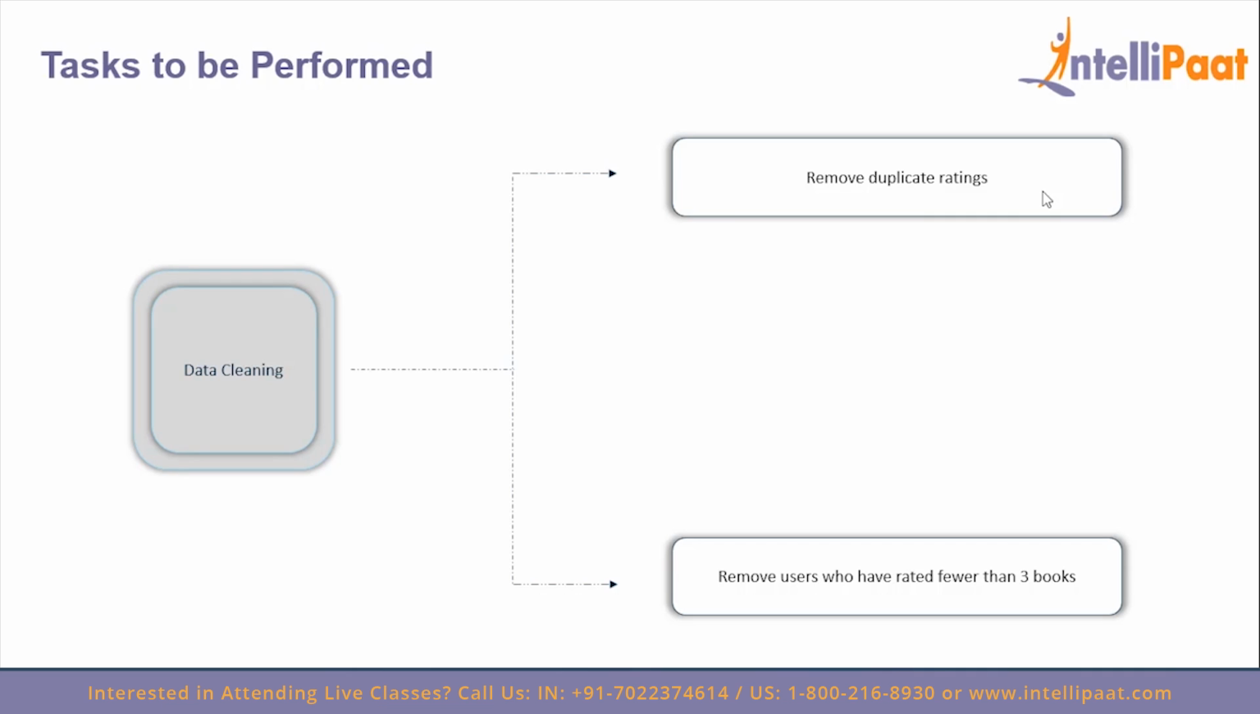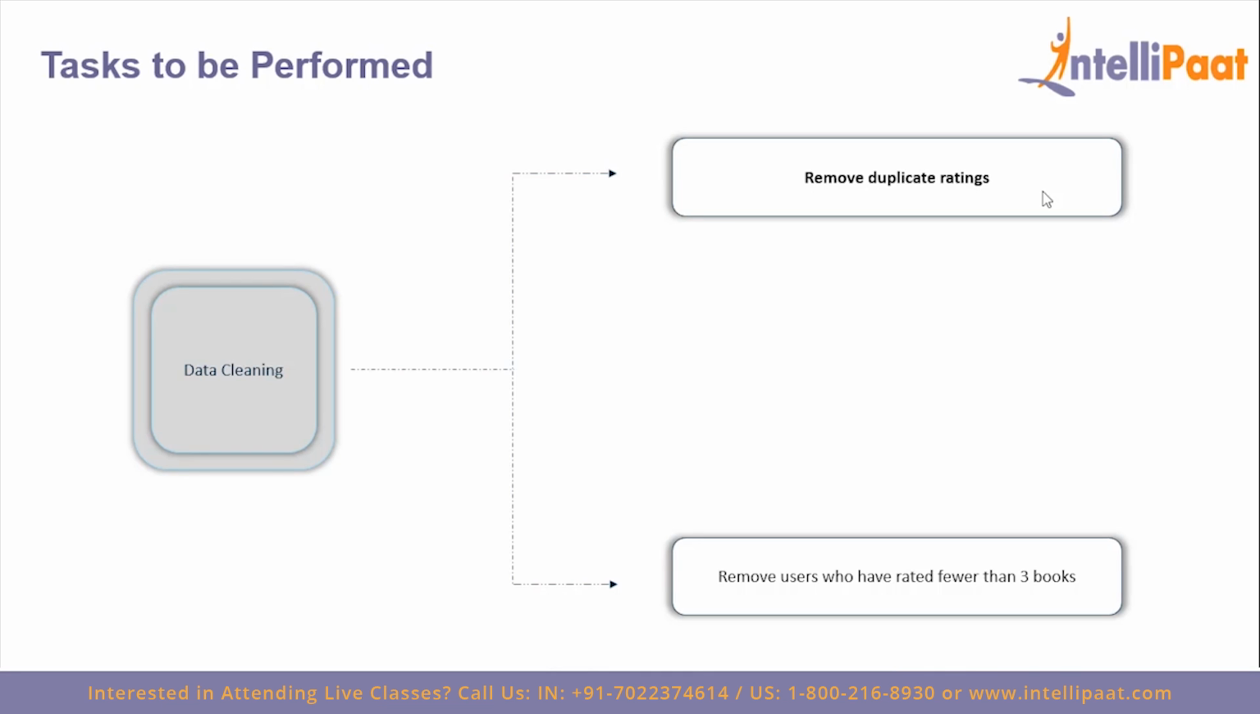So in the first phase, we do a bit of data cleaning. We'll start off by removing the duplicate ratings. That is, there are cases where a user has rated the same book more than one time. So we'll go ahead and remove all these instances, after which we'll go ahead and remove those users who have rated fewer than 3 books.